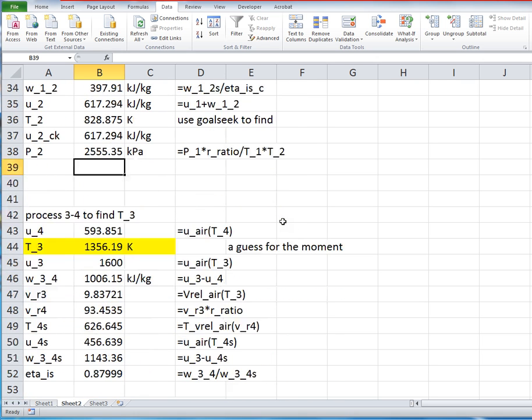So we can set this up in Excel and use that same goal seek to help us solve it, because this is an iterative process. If you solve this by hand, you have to use a guess and check type of solution. So let's see how it goes.